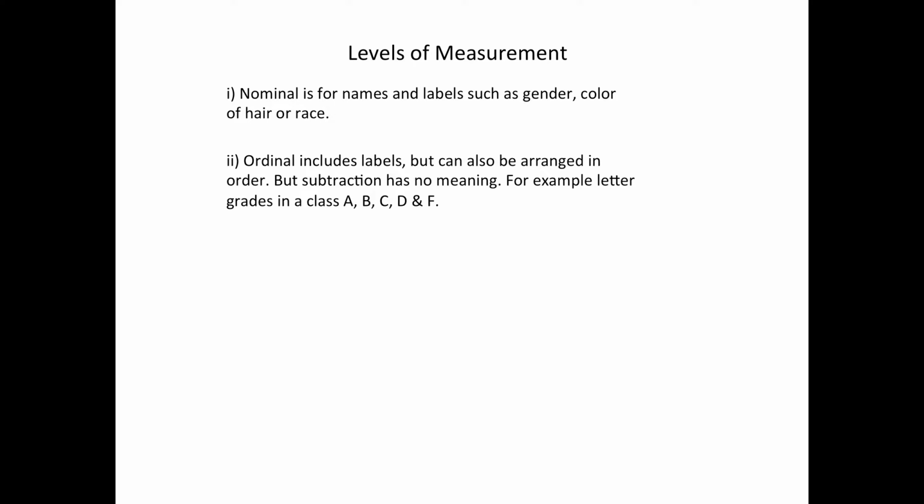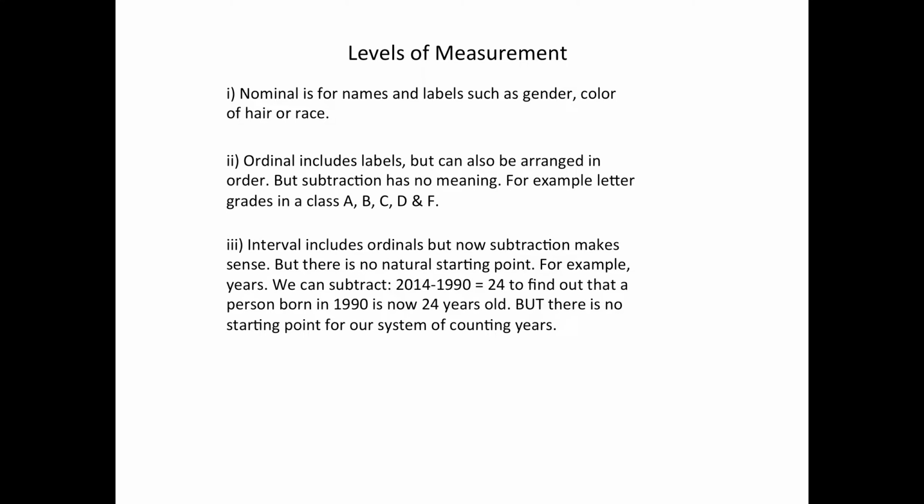So ordinal means there's an order. For example, with the previous one, with the gender, there is no first gender. You can't really say women are first, men are second. Same with color of hair. But if it's something that you can put in order, like grades, and A is the best, and B is second best, C, and then F is the worst, those can be put in order. So that's ordinal. But subtracting them has no meaning. If I say, oh, I got a C minus an F, well, that doesn't make sense. That's not possible. So we need another level.